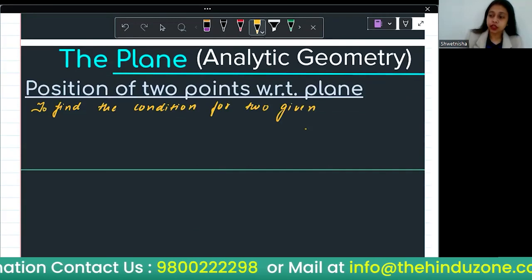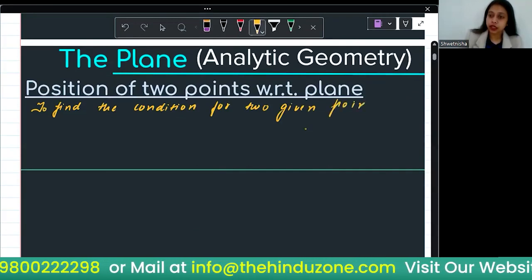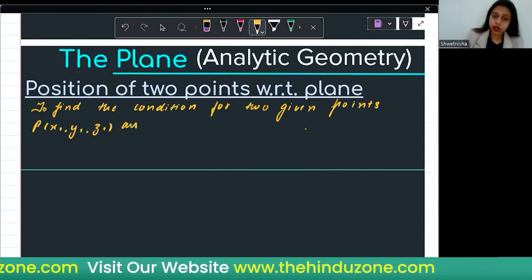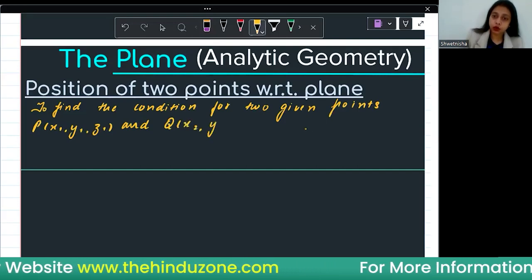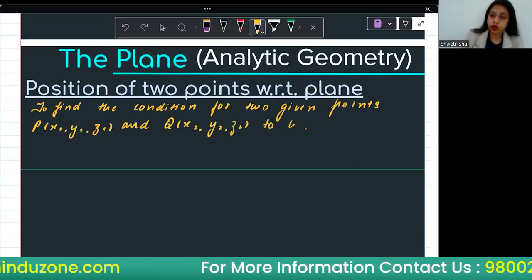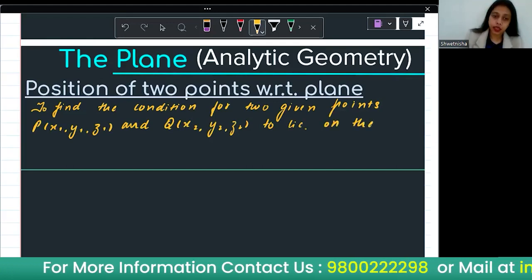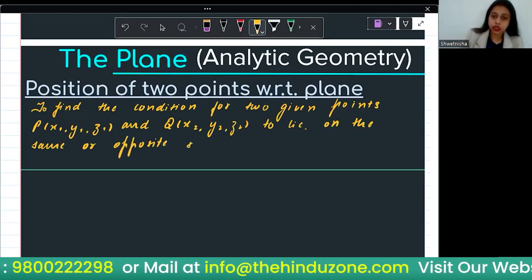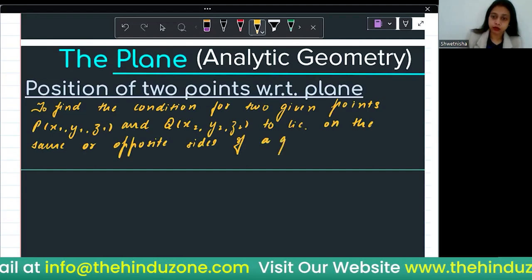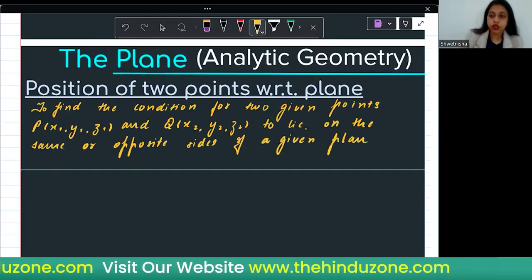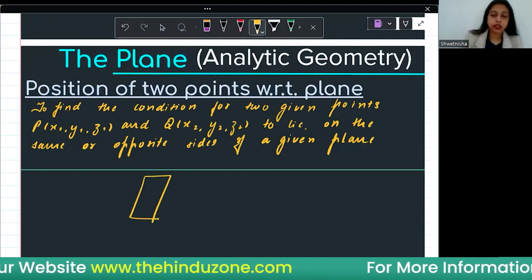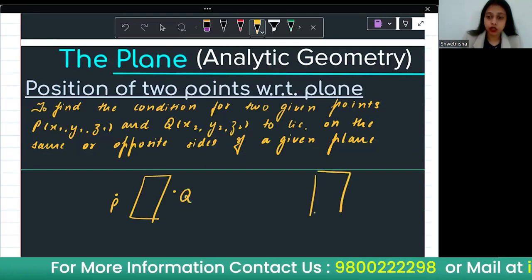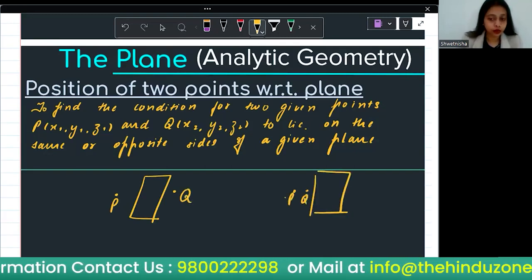We have to find the condition for two given points, let me take them to be P, which is x1, y1, z1, and Q to be x2, y2, z2, to lie on the same or opposite sides of a given plane. So here we have a plane and the two points P and Q. I want to figure out whether P and Q are on the opposite side or on the same side. This is what we want to find.